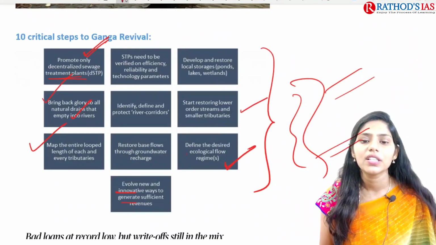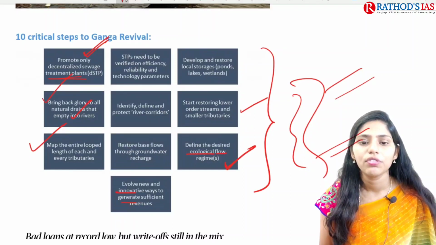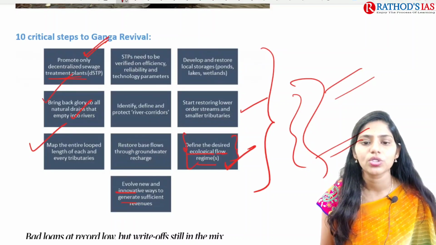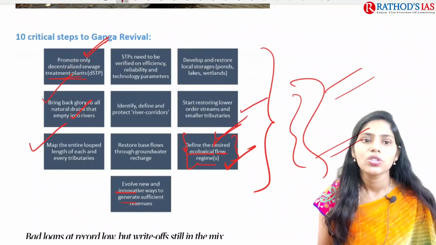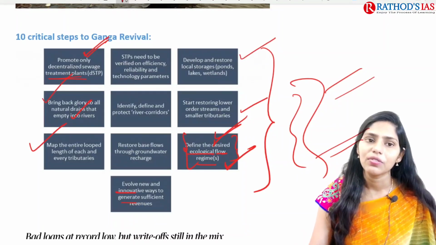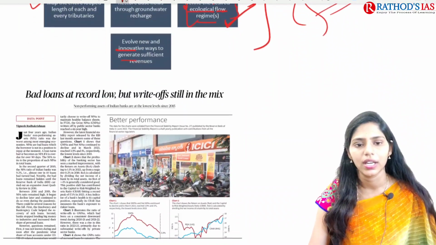And we have to define the desired ecological flow regimes. That means we have to focus on regimes as well. So these are some important critical steps that we can take for the revival of river Ganga.